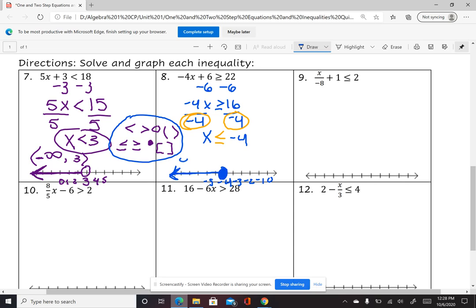We have our infinity over here, and since it's on the left side, it is negative. And it goes up to negative 4. This negative 4 is included. It's a closed circle, so it's a bracket. And your infinity is just a parenthesis.